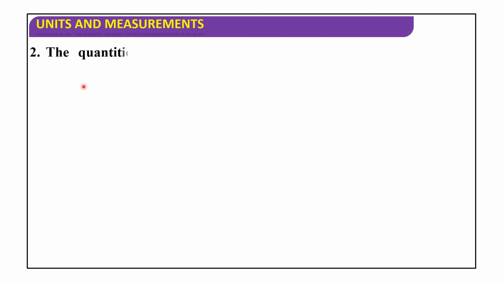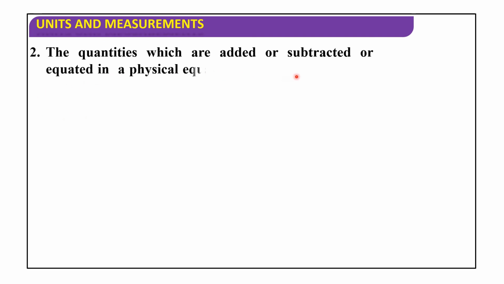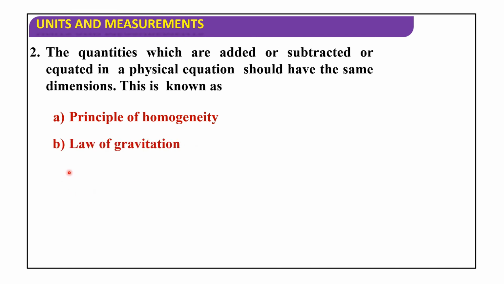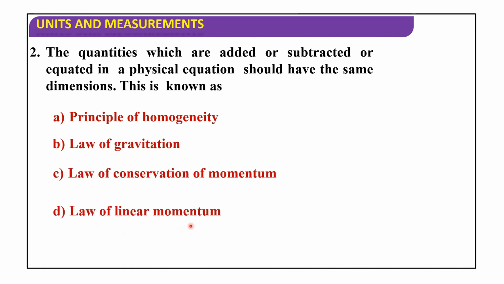Next one: the quantities which are added or subtracted or equated in a physical equation should have the same dimensions. This is known as the principle of homogeneity, law of gravitation, law of conservation of momentum, or law of linear momentum? So this is the principle of homogeneity. The quantities which are added or subtracted or equated in a physical equation should have the same dimensions. This is known as the principle of homogeneity.